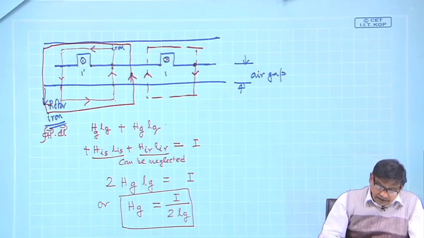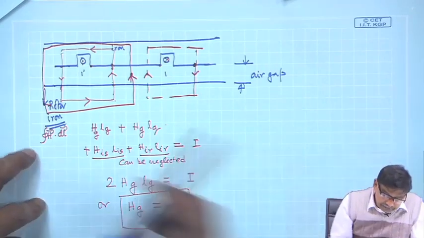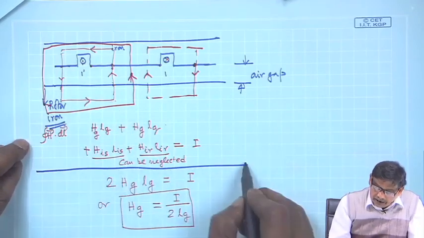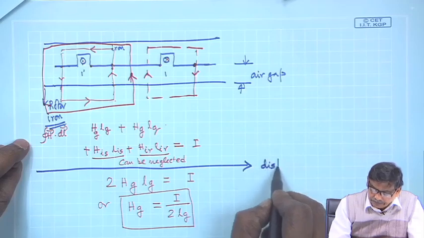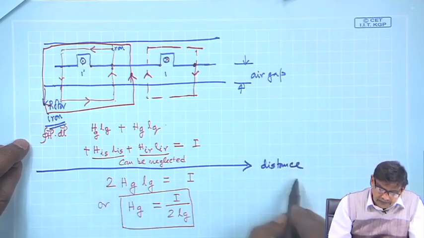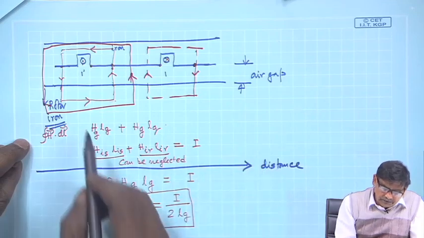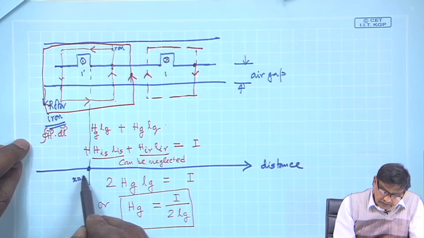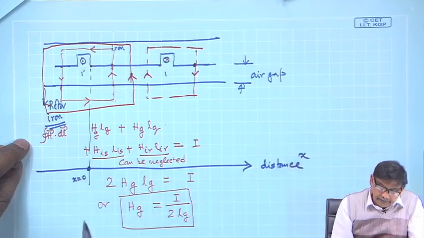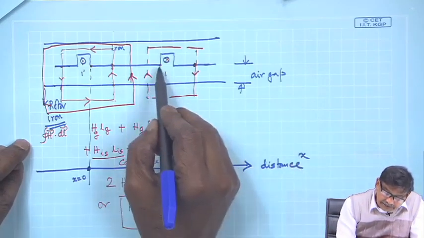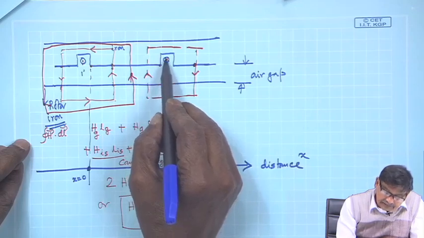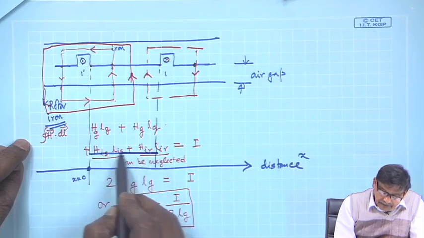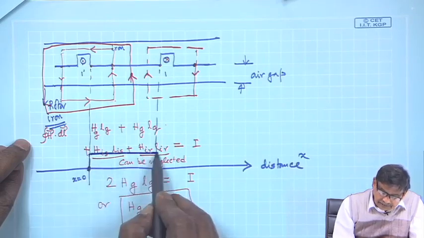In other words, I will spoil this paper, to be consistent with the direction. Suppose now this is the distance, wherever you choose your origin. Suppose you choose your origin here, x equal to 0, this is the x axis. Then I will say between this and this point, the value of H will be like this.